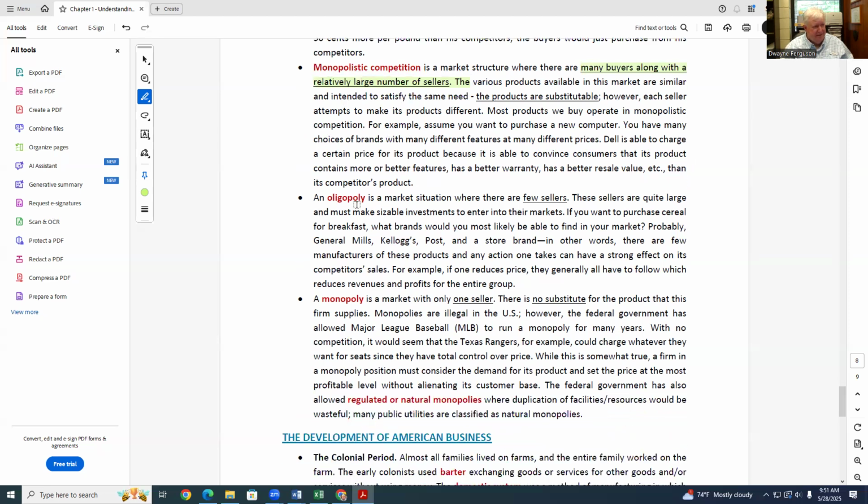An oligopoly, there are few sellers of a product. So they have control over the market. So like General Mills, Kellogg's, Post, you have just these few sellers of a product. Well, then they can keep a price at a certain amount. They don't try to compete on price, and if they were to compete on price, they'd all lose a certain amount of money.